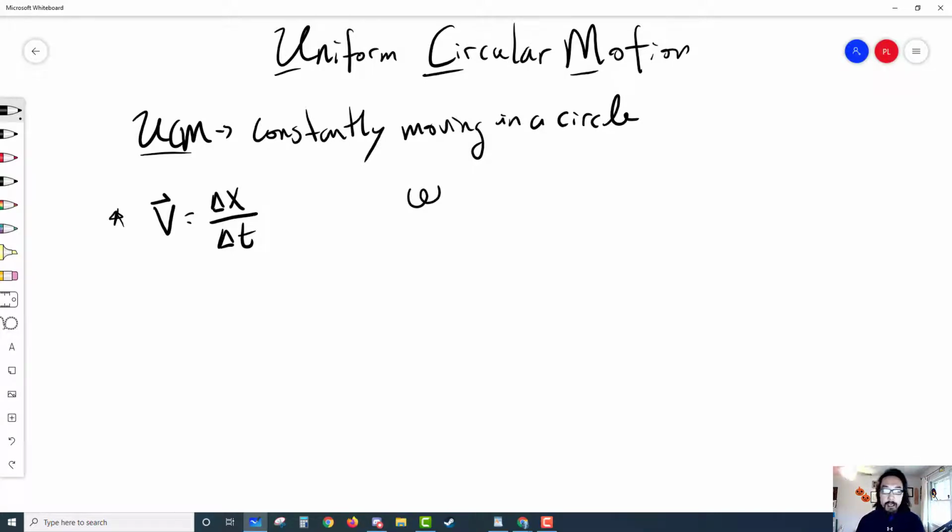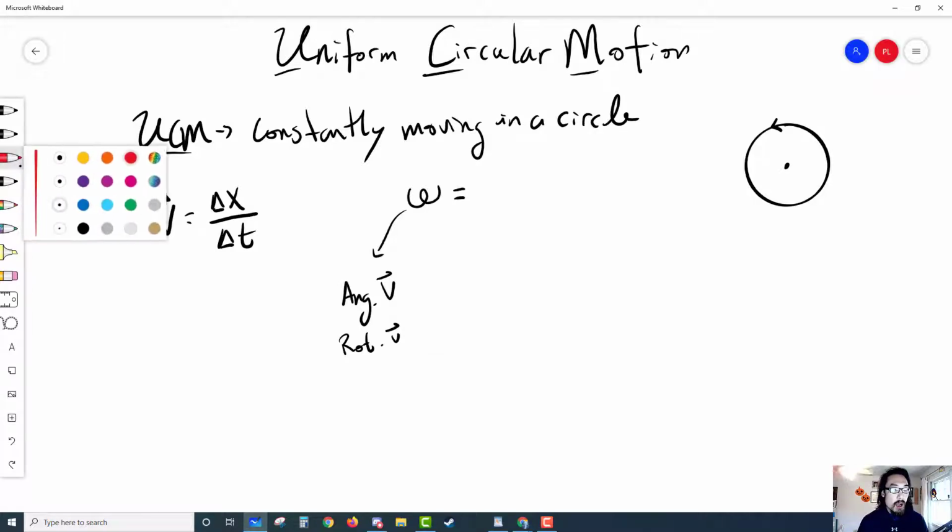This is omega. It kind of looks like a W, but there's a little hole in the middle. Omega is what we call the angular velocity or the rotational velocity. It's how fast something spins around. So angular velocity is equal to, instead of displacement, we have to think: if we have an object, and here's the center of its rotational path, let's do this in red.